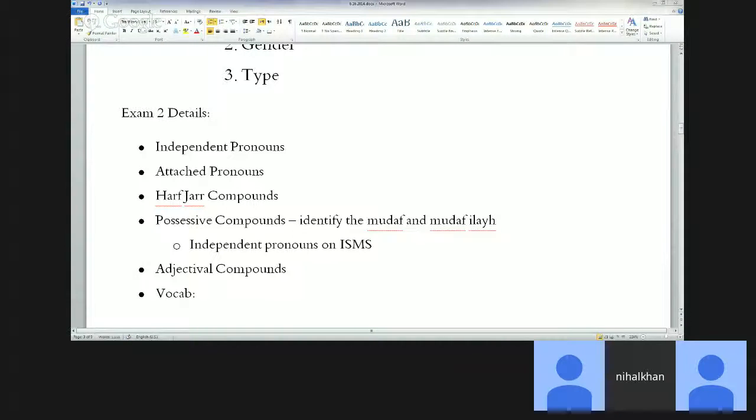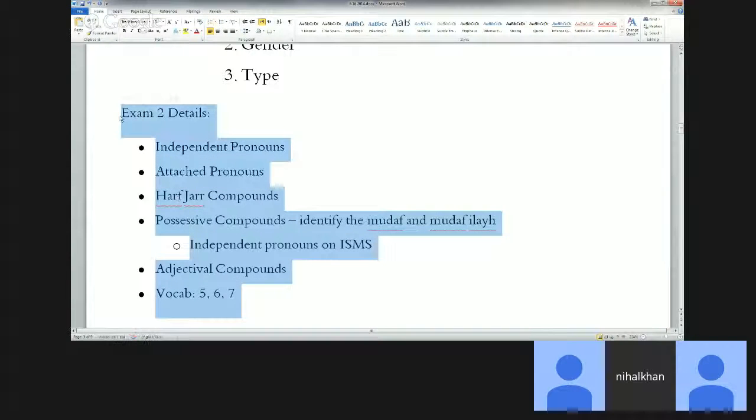Let's see what sheet numbers we need to do. Vocab number 7, vocab number 6, and vocab number 5. Vocab 6, 5, 6, and 7. Memorize that. That's what your exam is going to be on.